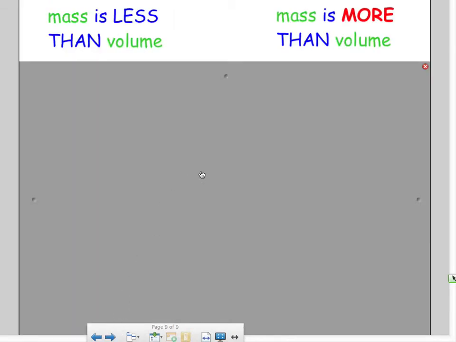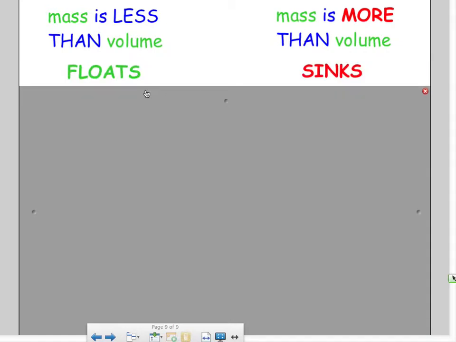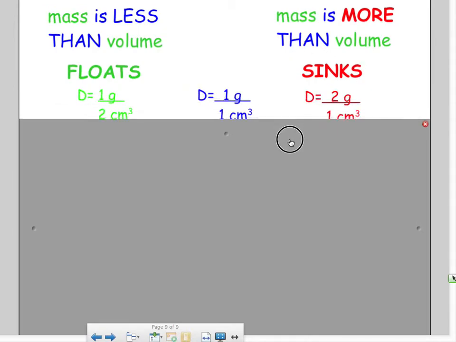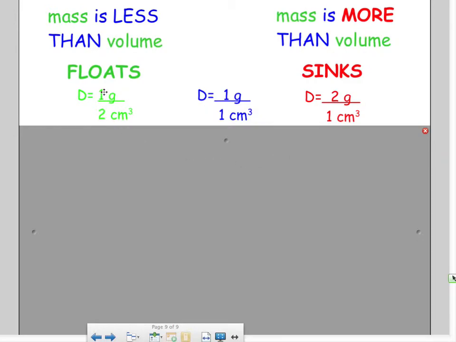Now, let's wrap this up. When the mass is less than the volume, then it will float. If the mass is more than the volume, the object will sink in water. For example, we have these examples. Here the mass is less than the volume, it will float. If the mass is greater than the volume, then it will sink. This is the density of water, 1 gram over 1 milliliter.